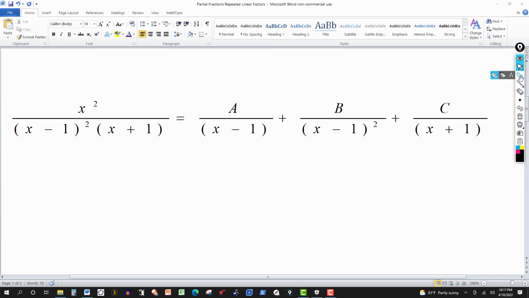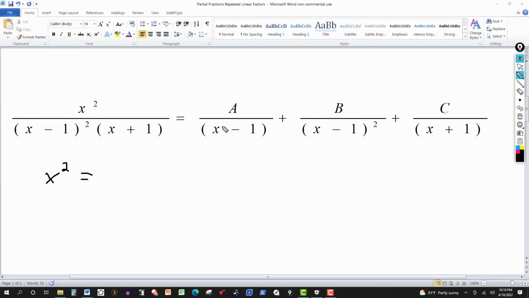Now at this point, what we do is we multiply by the lowest common denominator, which is x minus 1 to the second times x plus 1. So we put it over here. When we do that, the left side will just have x squared, because the x minus 1 squared and the x plus 1 will cancel. Now I multiply both sides, every term of both sides.